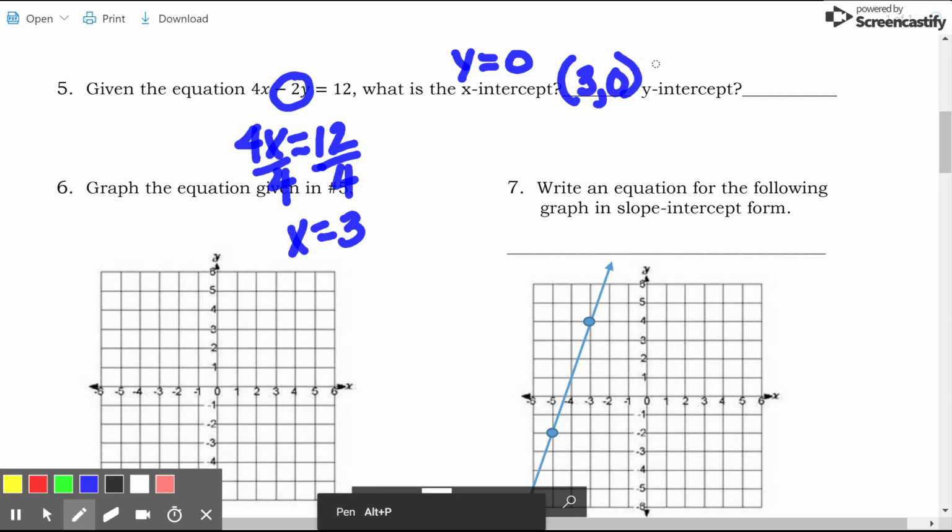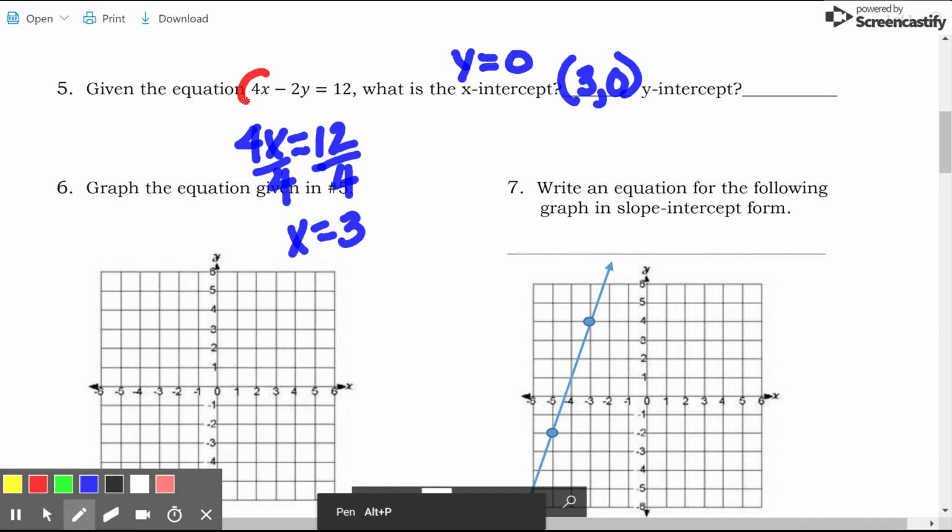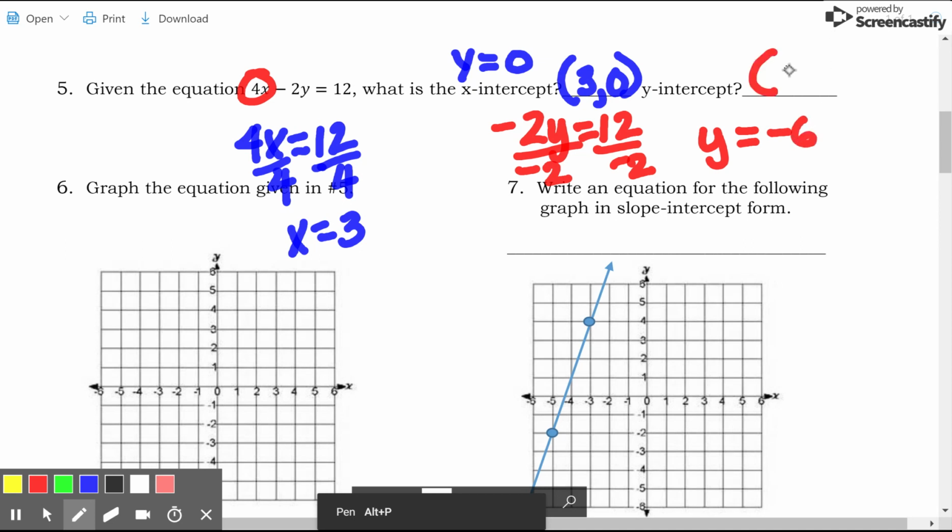Then, if we want to know the y-intercept, that happens when x equals 0. So really we're looking at this term, -2y equals 12. And if we divide by a -2, we get y is equal to a -6. So as a point with coordinates, it would be 0, -6 on the y.